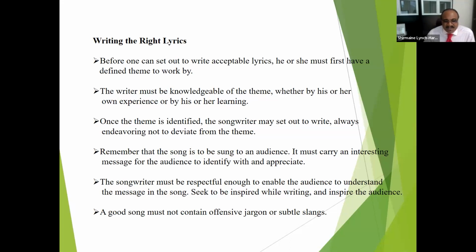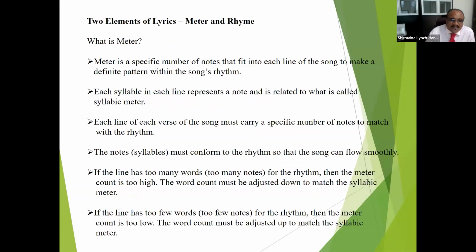A good song must not contain offensive jargon or subtle slang. Now, I don't need to say that because I'm sure that most of you would be keen enough to walk on the high road when you're writing your song, and not to write smart, I should say. Okay, so I think we have all good people around us, right? Good students who are willing to stick to moral stuff.